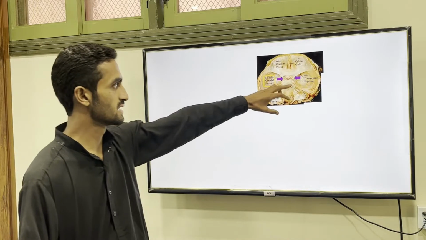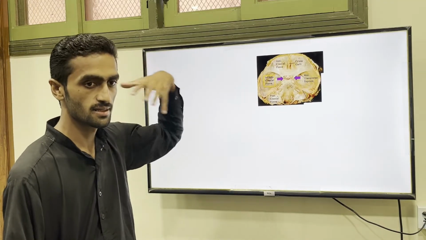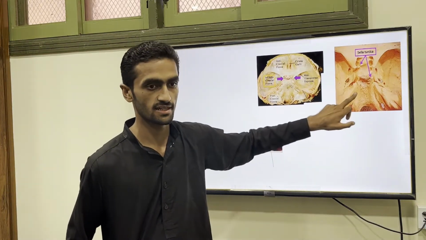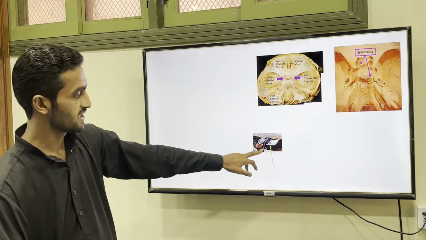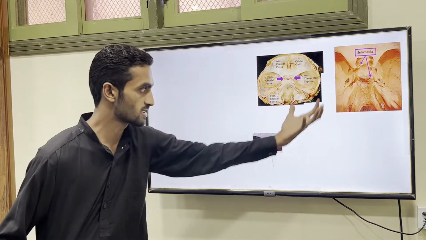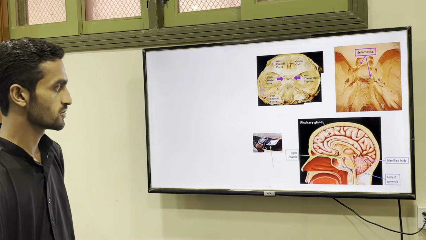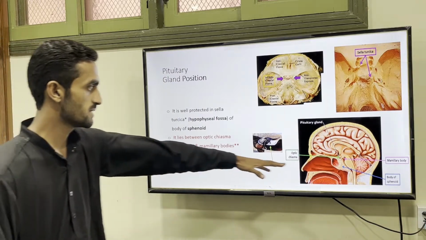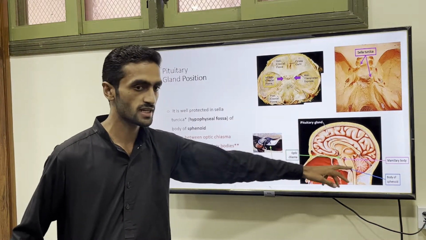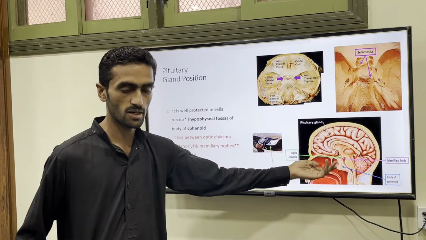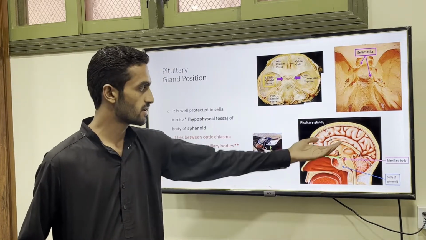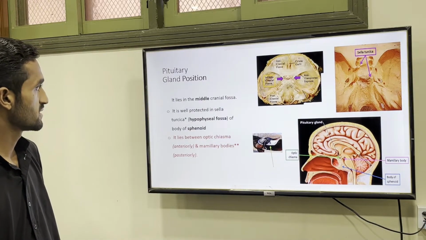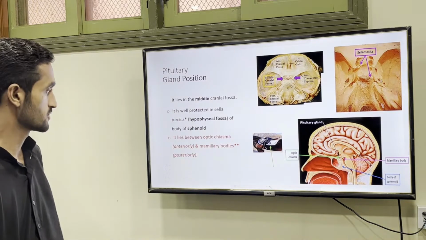If you look at the skull, you can see the sella turcica in the middle cranial fossa, right here. You can see the horse saddle; if you compare the structures, they look the same. So, the Turkish saddle. We have the optic chiasm anteriorly and the mammillary body posteriorly. The sphenoid sinus, or body of the sphenoid, is inferior, and here is your hypothalamus. So it is present in the middle cranial fossa.